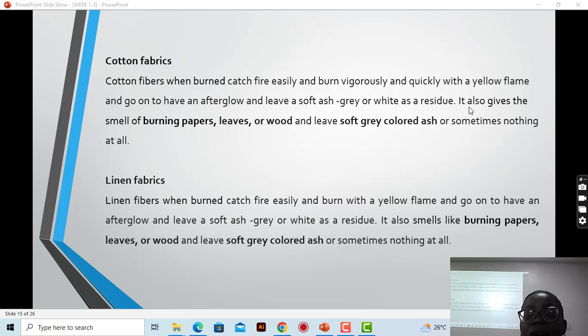Nothing is mixed. It also gives a smell of burning papers, leaves, or wood, and leaves soft gray colored ash, or sometimes nothing at all. Why does it burn like paper, leaves, or wood? Like why does it smell like that? Like the burning paper.